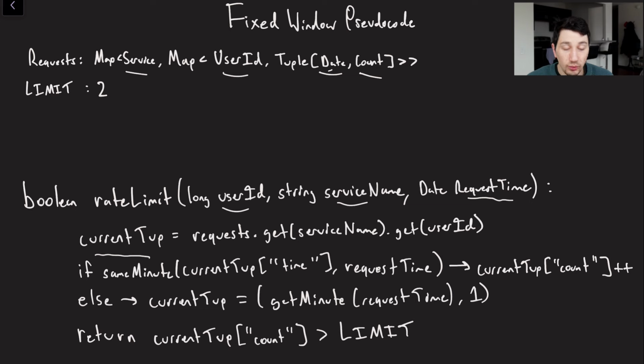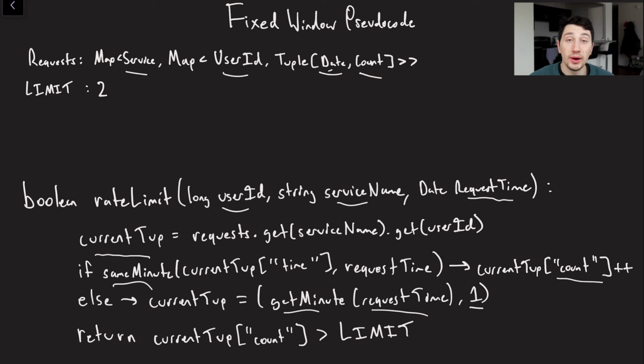Once we do that, we check whether the new request is the same minute as our current tuple, and if it is, we increase the count by 1. Otherwise, we're basically going to reset the current tuple such that the time is going to be the current minute of our request time. So all of a sudden we went from 1 o'clock to 1:01. Let's set 1:01 to be the value of our current tuple with a count of 1.